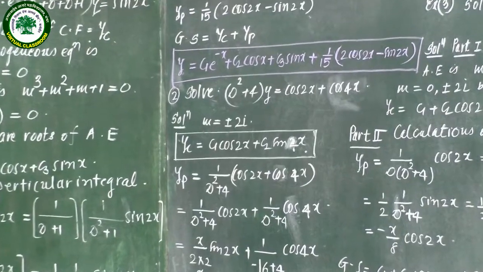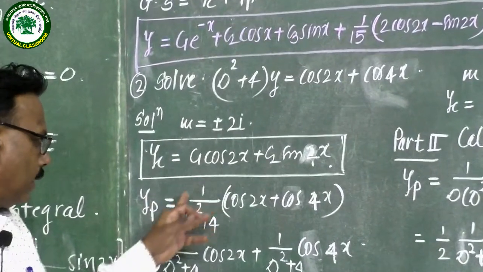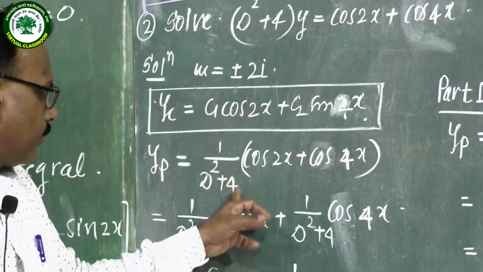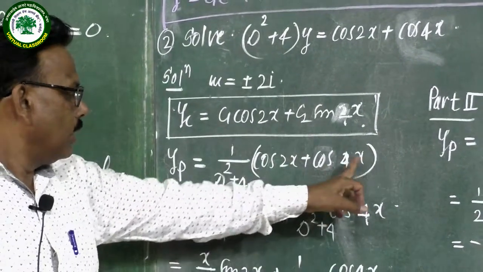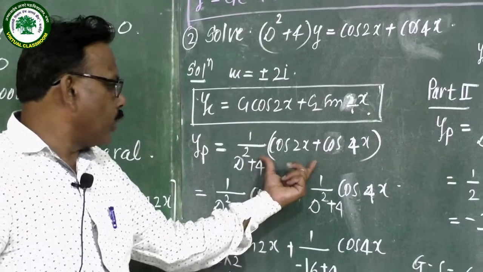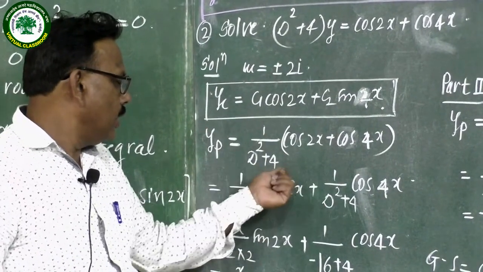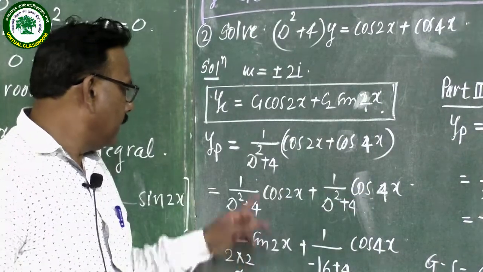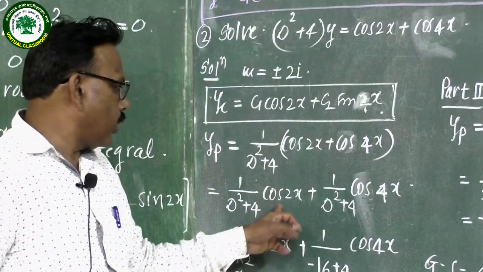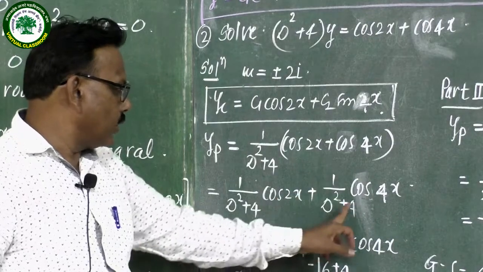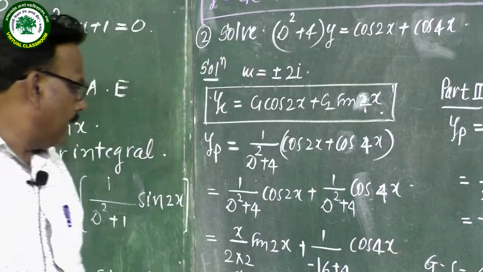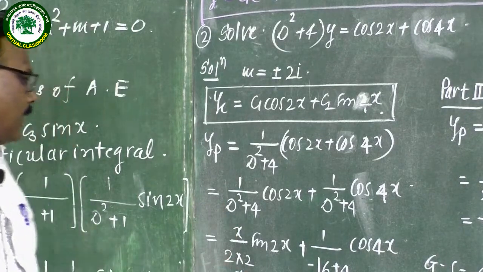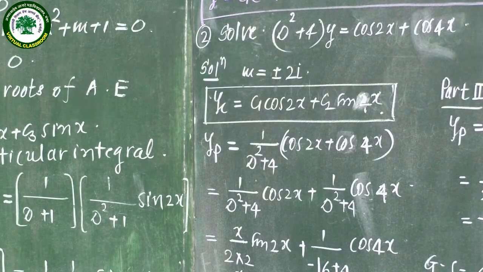It is written as yp equal to 1 over f of D cos of qx, which is equal to 1 upon D squared plus 4 acting on cos of 2x plus cos of 4x. It will be split in two parts. You can write separately: 1 upon D squared plus 4 cos of 2x plus 1 upon D squared plus 4 cos of 4x. Again, here you have to use the second result.